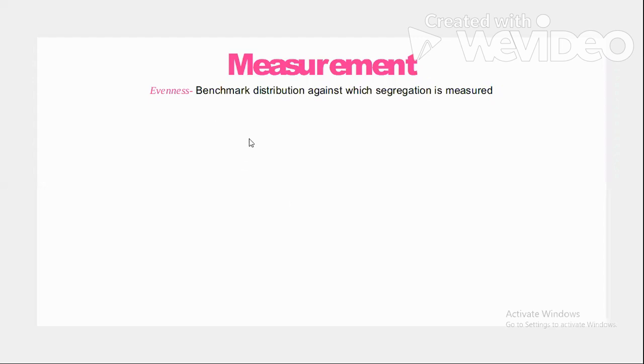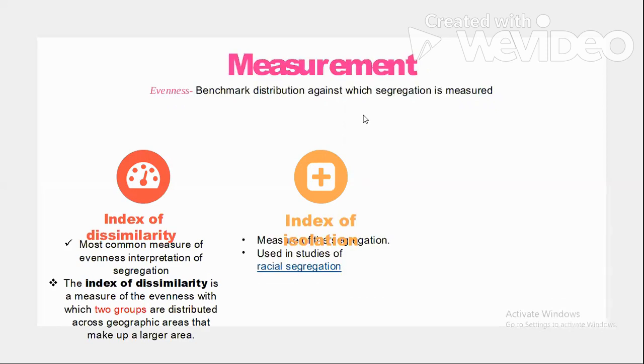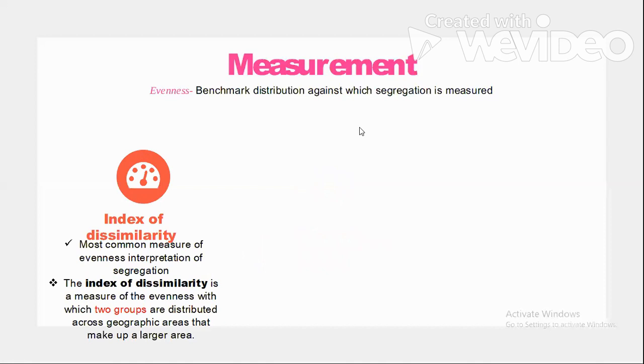So what is evenness? Evenness is the benchmark distribution against which segregation is measured. Try to remember the second slide when I had shown you some model pictures, model map of the green and the red building. So over there, if it is evenly distributed, then we can measure what kind of segregation it has. And if it is not evenly distributed, then also we can measure how much is the segregation index. Now this segregation or evenness can be measured by, first of all, the index of dissimilarity.